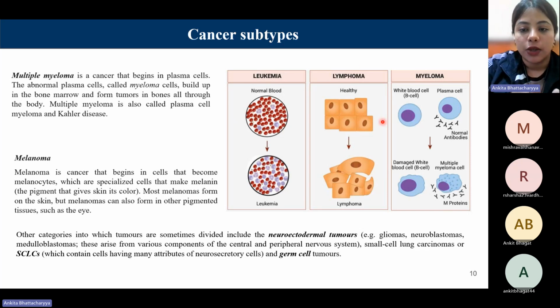When you look at lymphoma, you can see that these healthy cells look abnormal. They are growing in an abnormal manner, and the increase in lymphocytes is much, much higher. Third is myeloma. So these are white blood cells like B cells, plasma cells, and multiple myeloma as well.